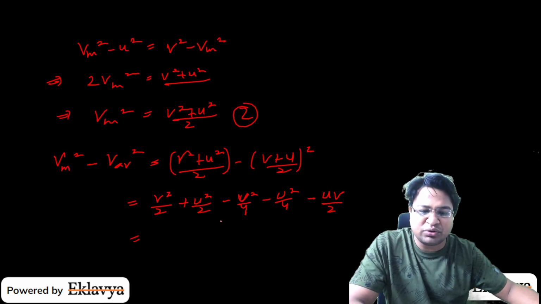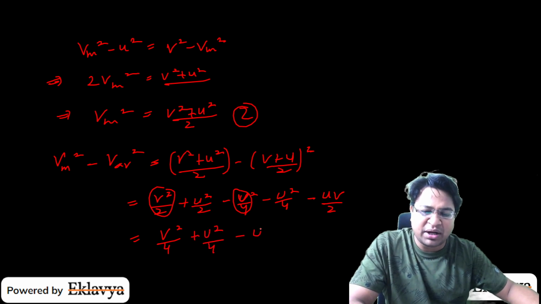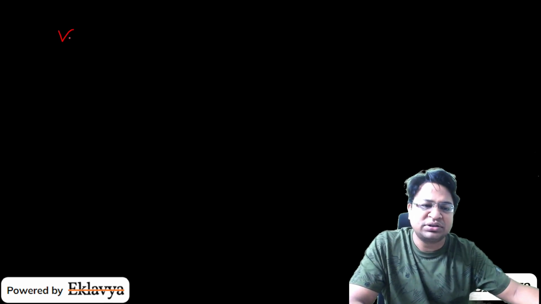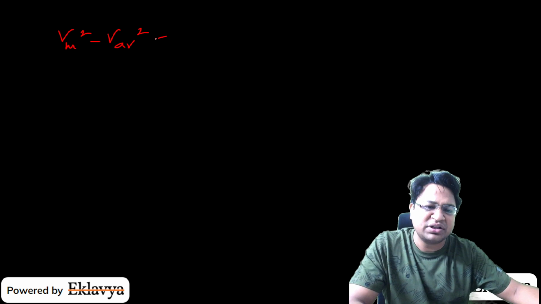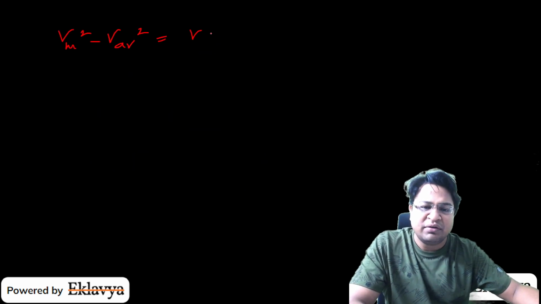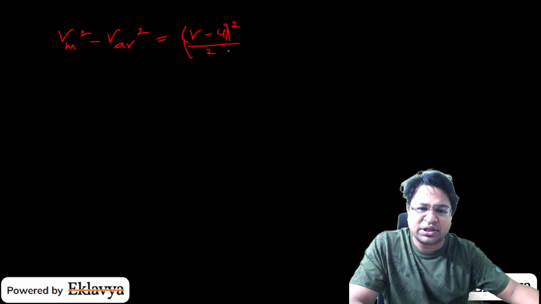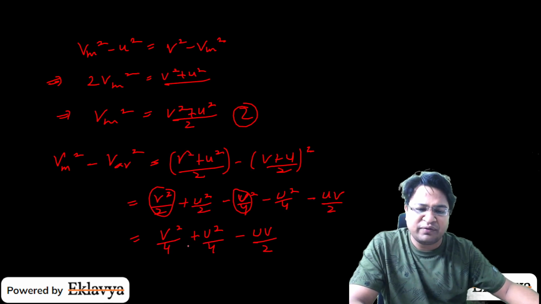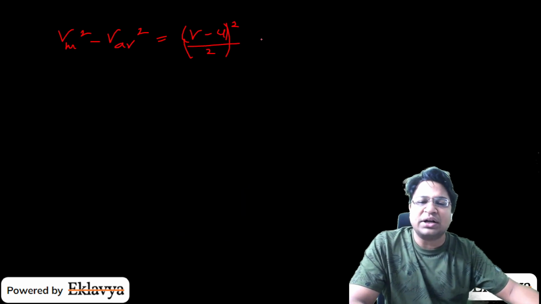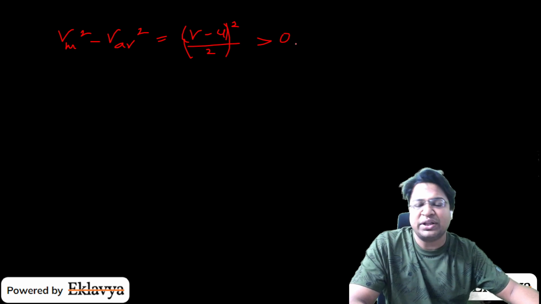Here this is V square by 2, so it becomes V square by 4, this and this. Similarly, we will have U square by 4 and minus UV by 2. In other words, Vm square minus V average square becomes (V minus U) square by 4. Check this, guys. So essentially, it is a positive number: (V minus U) by 2 whole square, that's a positive number.